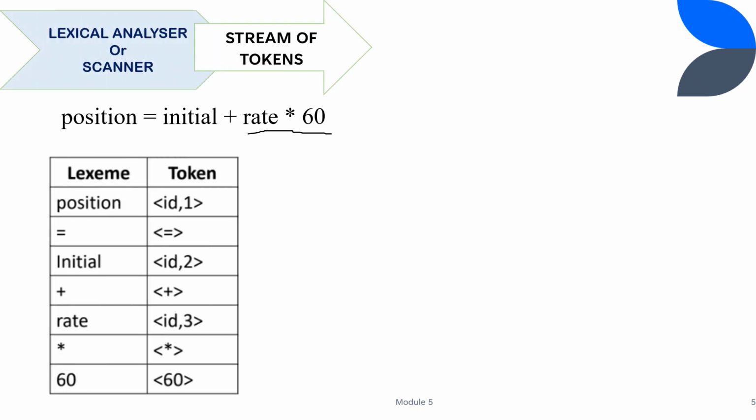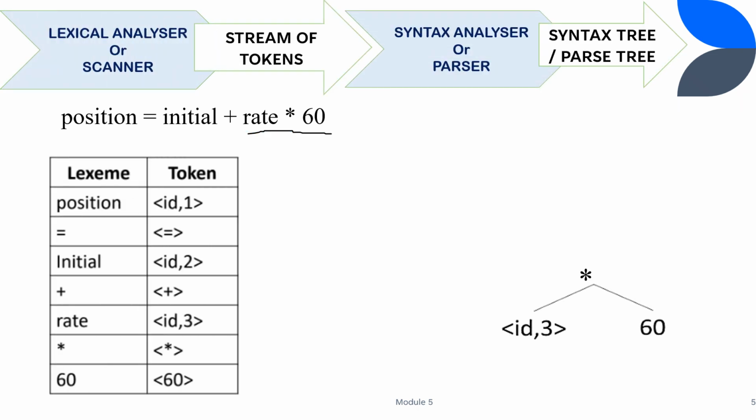Let us take an example of how a syntax tree is created. So this was the example which we took in the previous video. We need to convert this expression into the syntax tree based on the tokens that were generated by the lexical analyzer. Now ideally, the first expression to be evaluated in this equation is rate into 60. Hence, we will first create a tree for rate into 60. So this is how the tree is created.